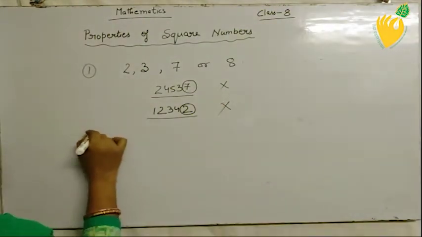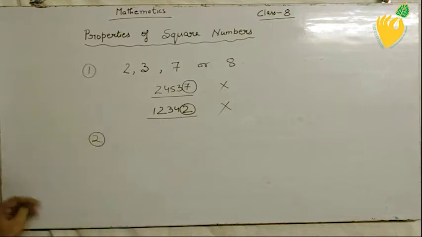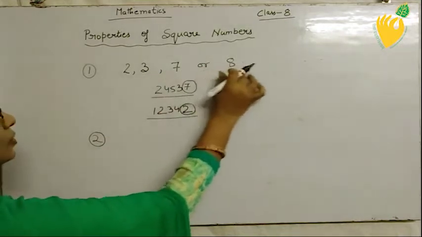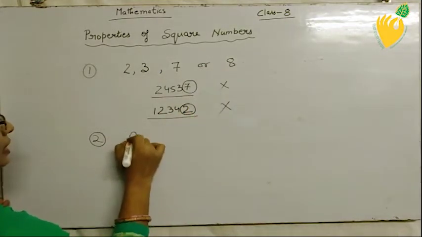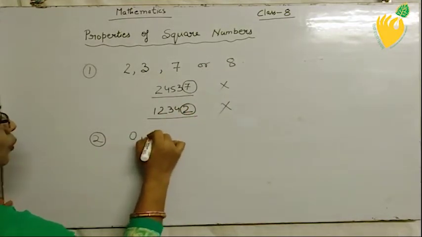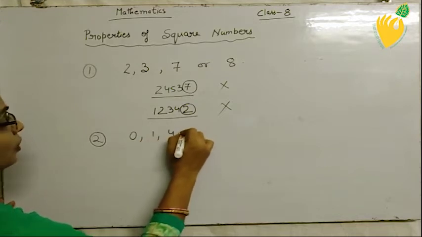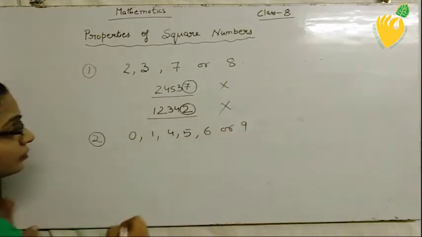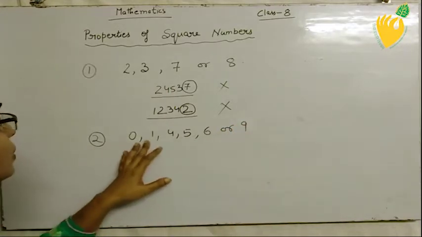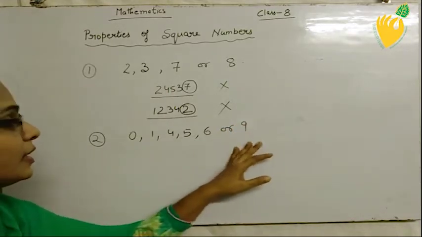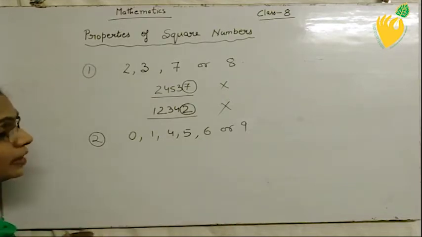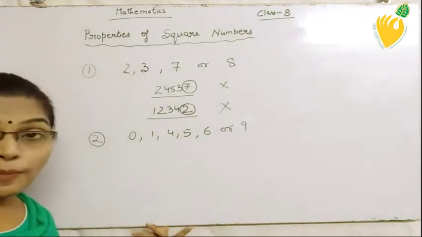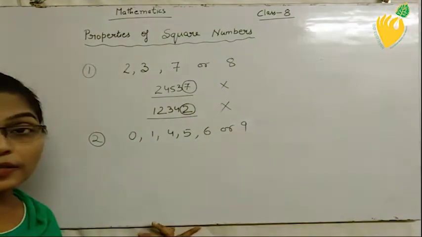The related property with this, the second property, is about the digits other than 2, 3, 7 or 8, those are 0, 1, 4, 5, 6 or 9. If the digits 0, 1, 4, 5, 6 or 9 are at the unit place of any number, then it may or may not be possible that the number is a perfect square.